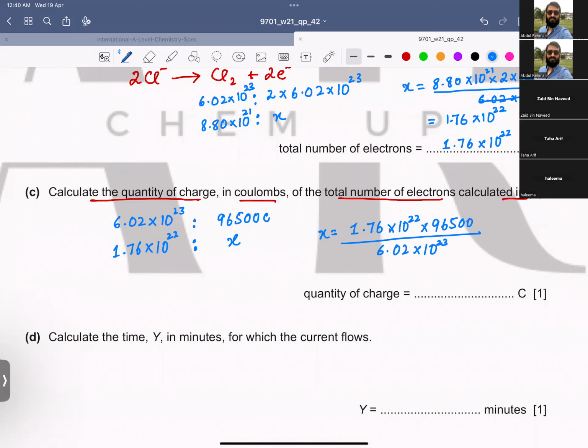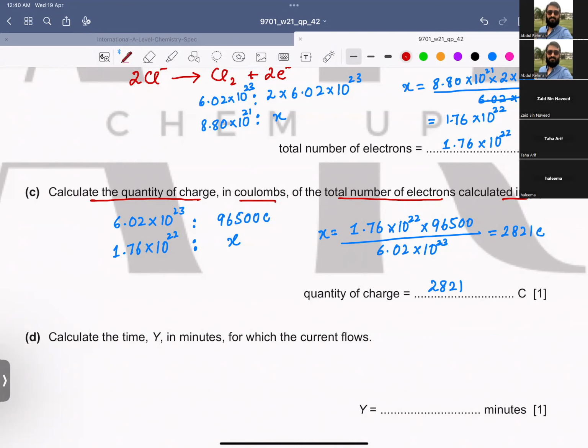So can anybody solve it and tell me the answer? 2821. Okay, so it would be 2821 coulombs.